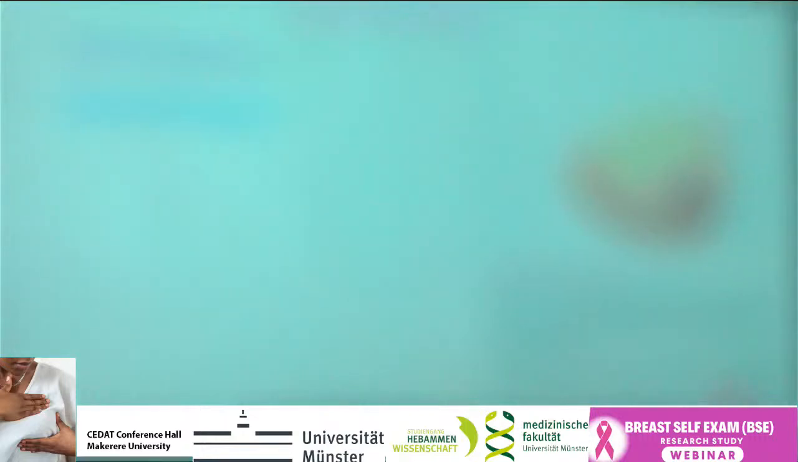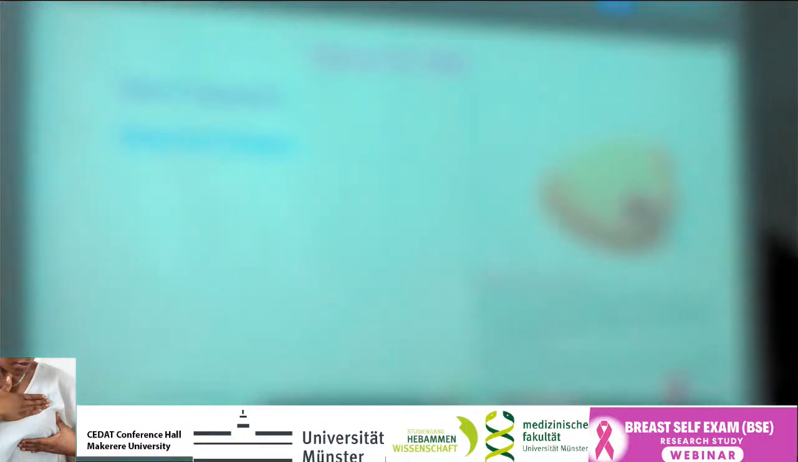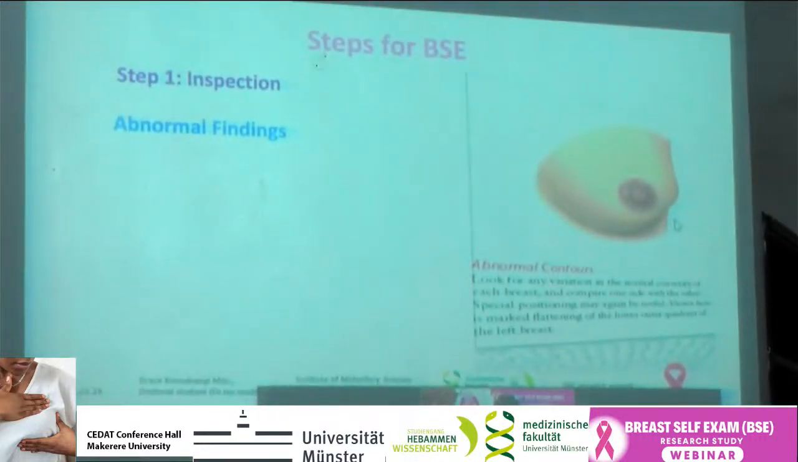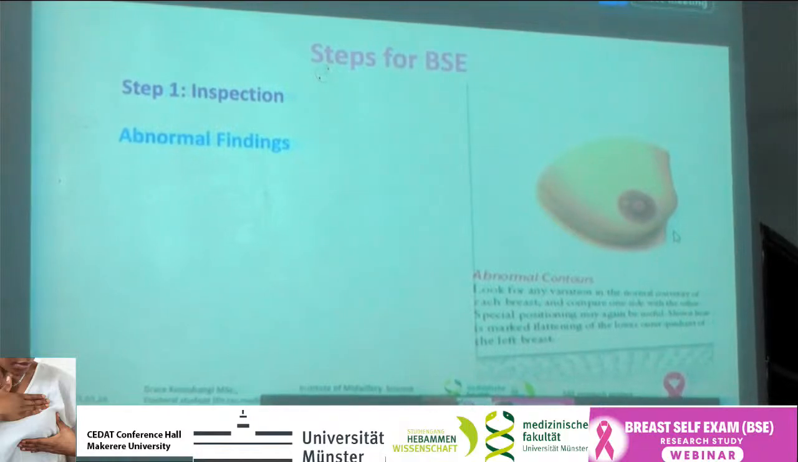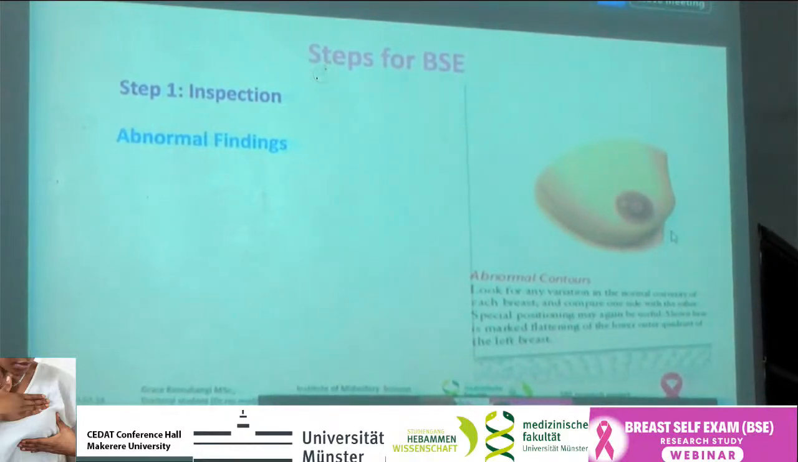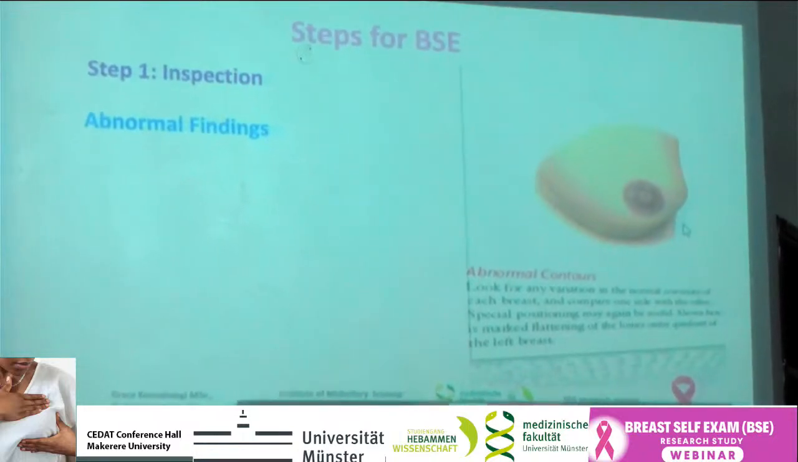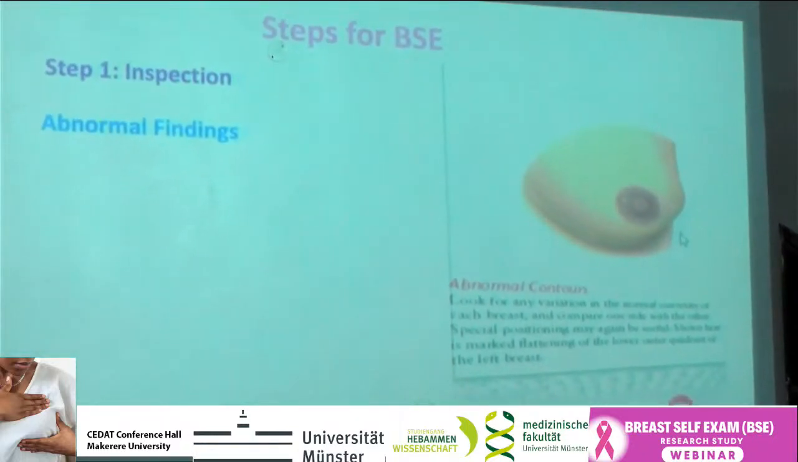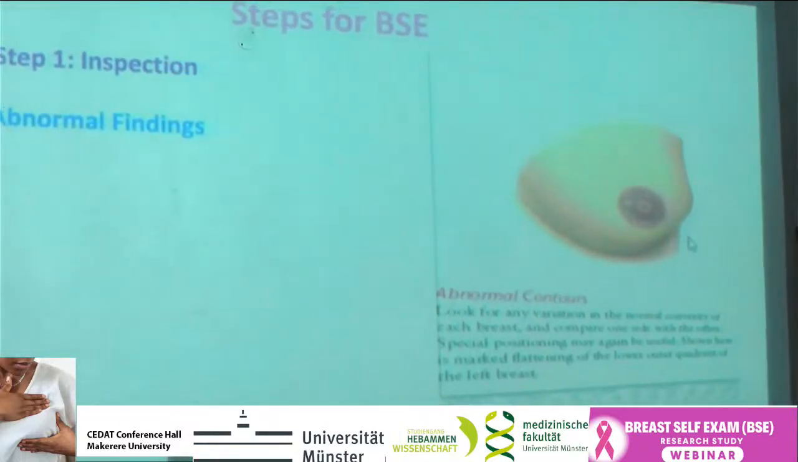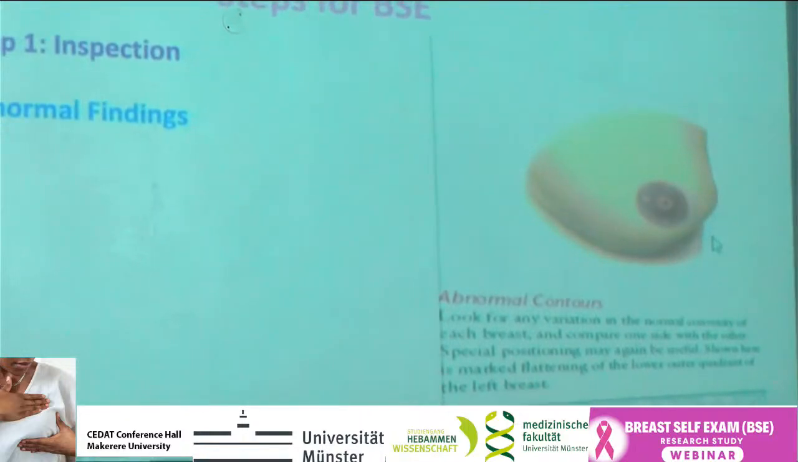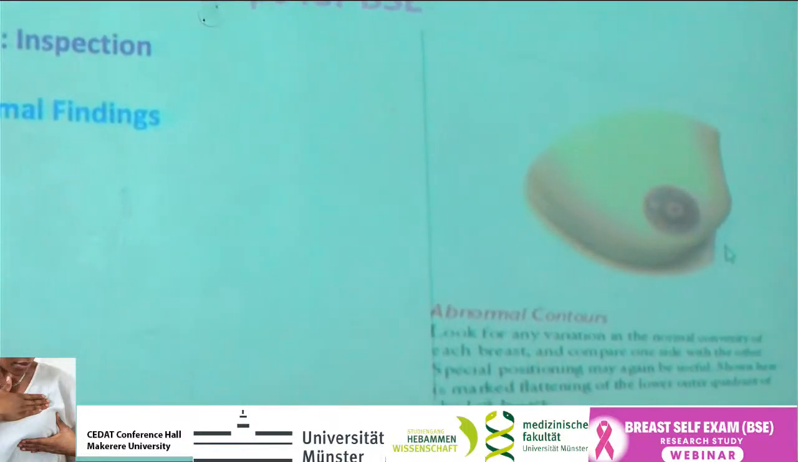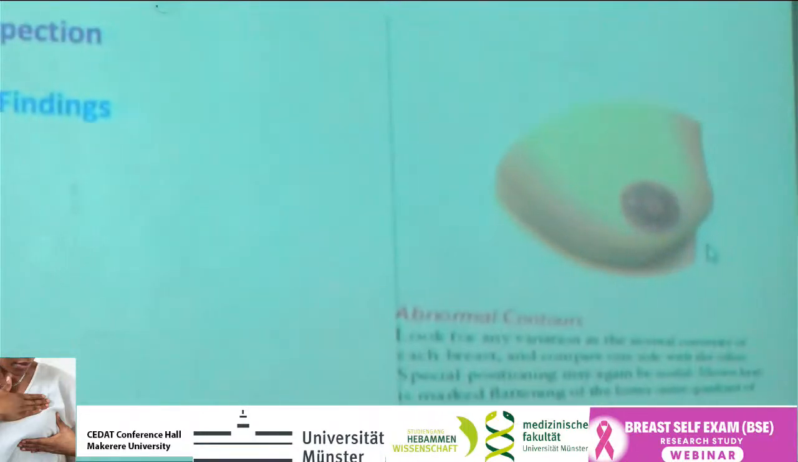During inspection, some of the abnormal findings could be abnormal contours. You look for any variation in the normal convexity of each breast and compare one side with the other. Spatial positioning may again be useful, as shown here. You can see a flattening of the lower part of the lower outer quadrant of the left breast.